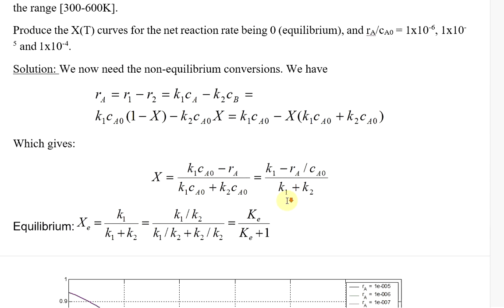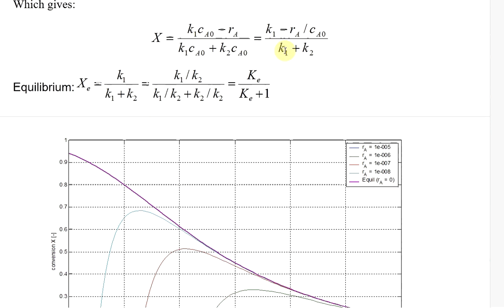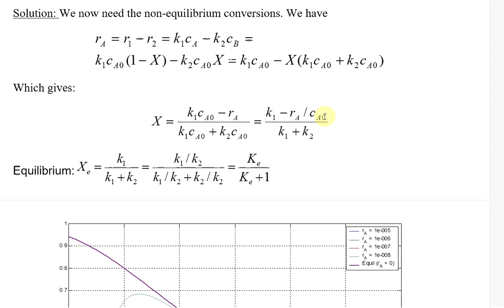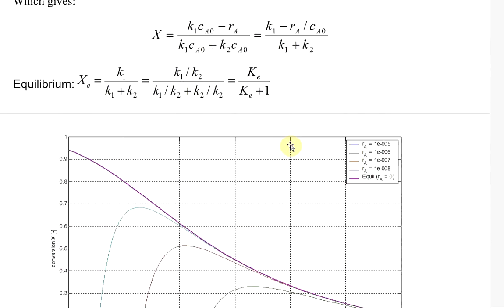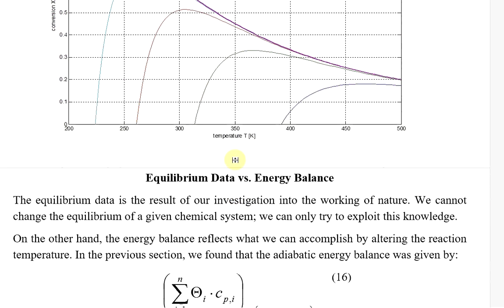And so we can fix a temperature. Given any temperature, we can look up the values for K1 and K2. And then if we are trying to plot a specific isorate line, then we'll know what value of R to use here as well. And we use the fixed concentration, and so that gives us our conversion. So that's how we can generate those lines. And of course, the equilibrium is just a special case of this line. The equilibrium line is simply where this RA is 0. So that's how we can get that plot.